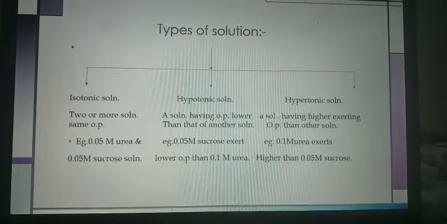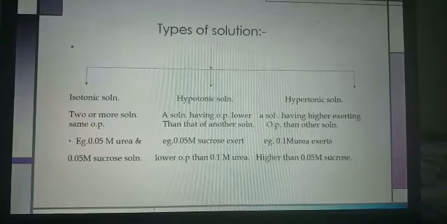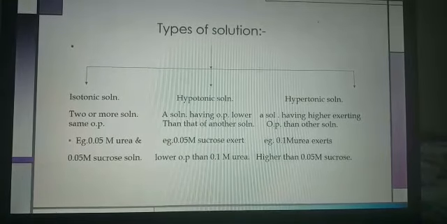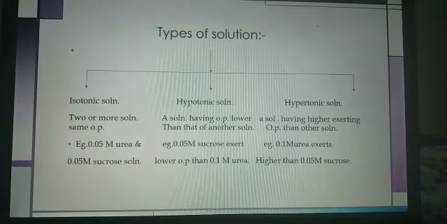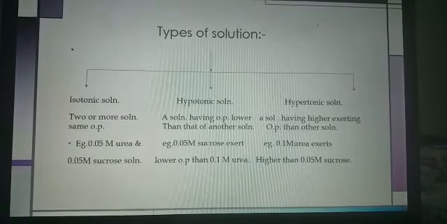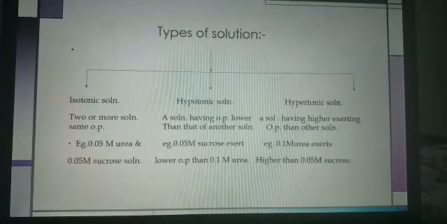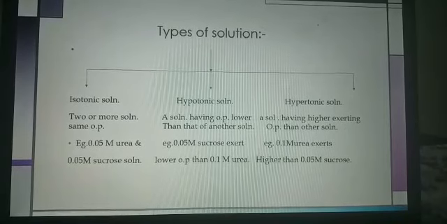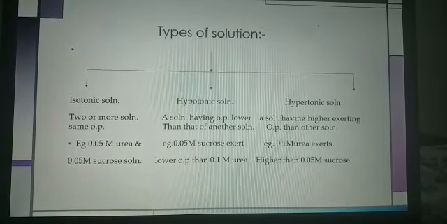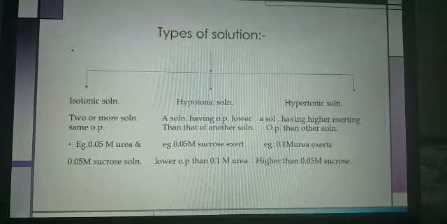Now we learn what a solution is, and how solvent and solute molecules can be present in the solution. According to that, the types of solutions are based on the osmotic pressure. Isotonic solution, hypertonic solution, and hypotonic solution: these are the three types. I repeat once again: isotonic solution, hypotonic solution, and hypertonic solution.